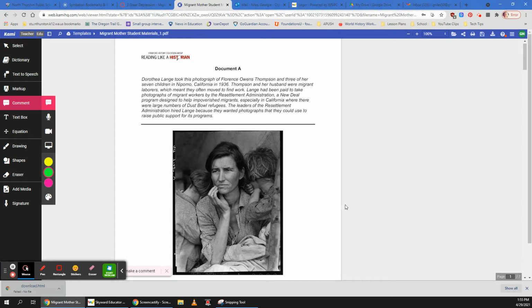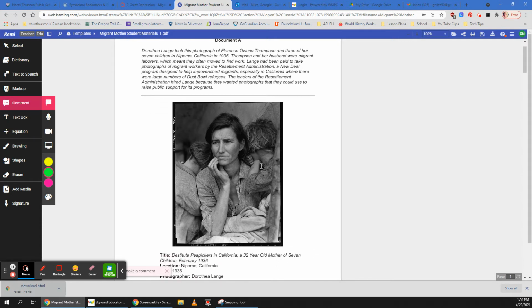Migrant Mother provides an intimate portrait of one family affected by the disaster. However, Lange, the photographer, was paid to take photographs that would build support for the Resettlement Administration, which may have influenced what she decided to capture. Is this photograph posed or is it candid, meaning natural? Although we can't say with certainty that the photo was staged, Thompson, who is the woman in the portrait, Thompson's poignant pose, the positioning of the children, and the close-up angle of the photograph raise questions about whether the shot was candid.